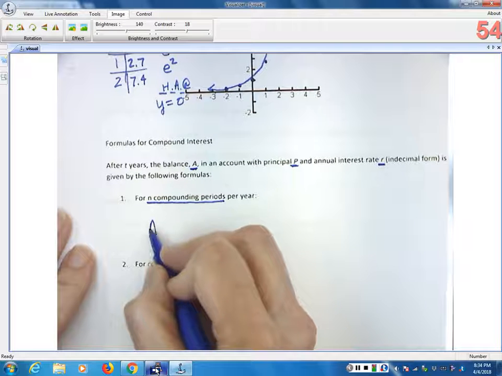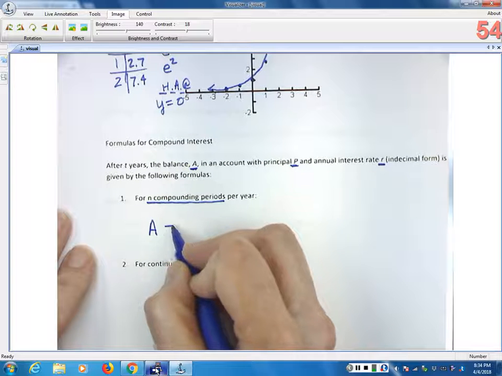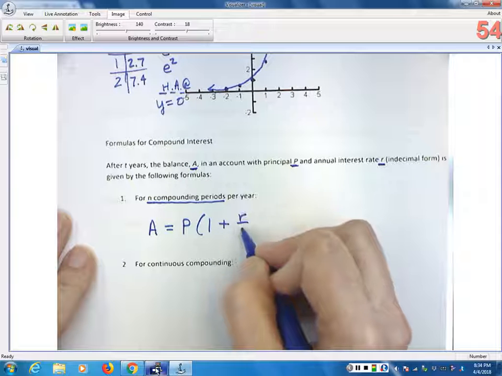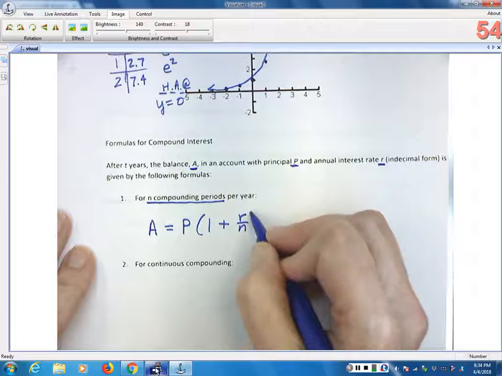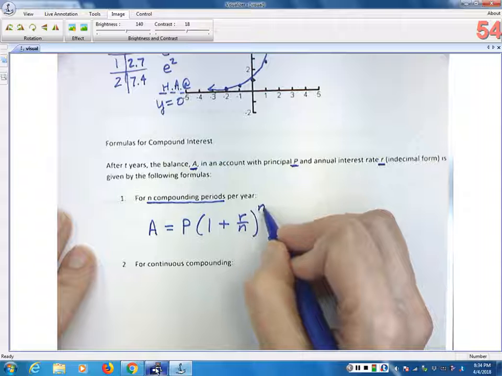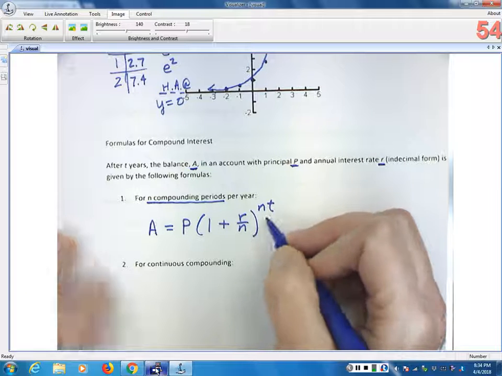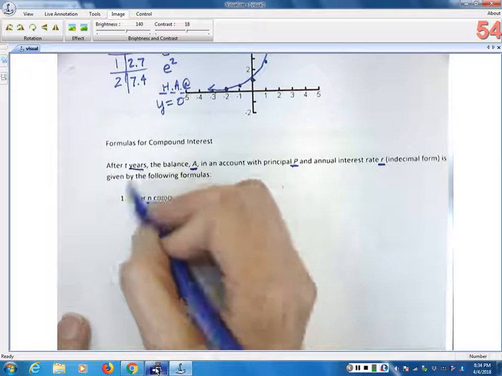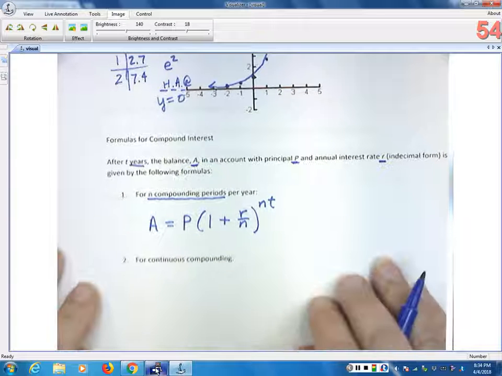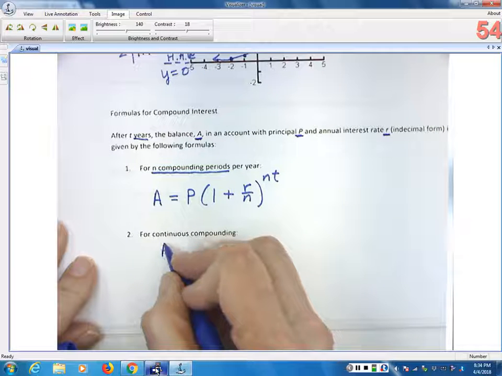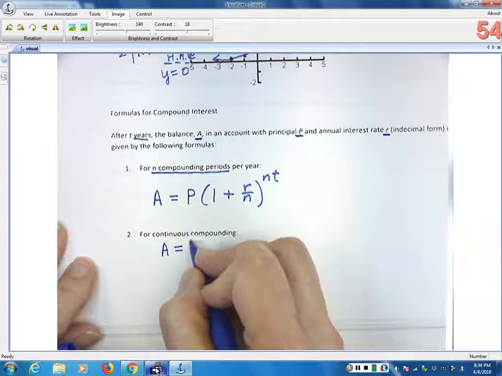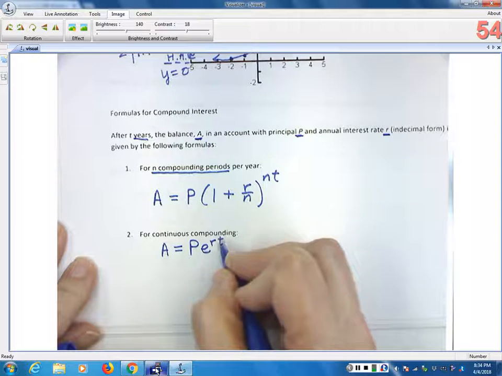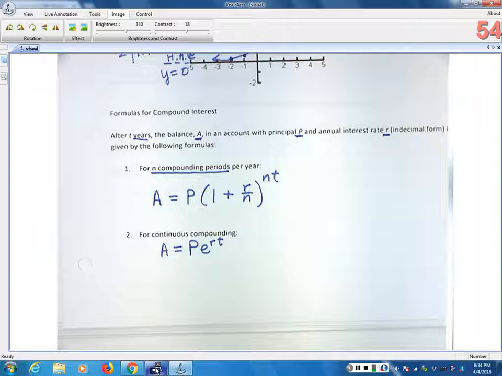Our balance is going to be the principal times 1 plus the rate divided by n, all raised to the n times t, where t is time, and time is in years here. And we have for continuous compounding, A is principal times e to the rate times time. So there's an e function there. It's used anytime we have exponential growth.